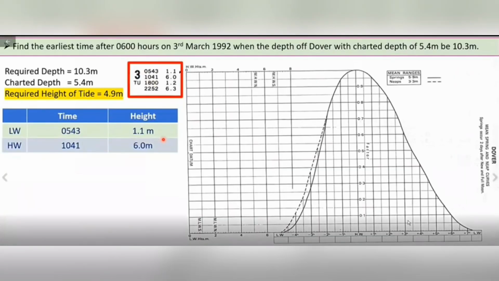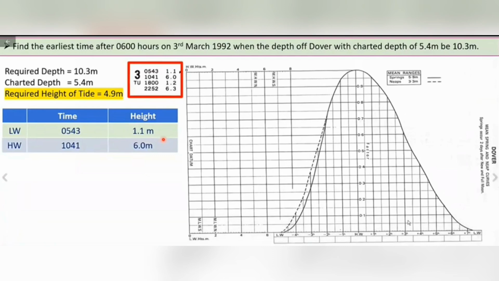Go ahead beta. सर आपने बोला था कि हमेशा हम हाई वाटर के बाद वाला टाइम लेंगे शायद पिछली क्लास में, तो हम ये 1041 और 1800 के बीच में नहीं लेंगे सर? बेटा हाई वाटर के बाद वाला टाइम लेंगे ऐसा नहीं बोला था. मैंने ये बोला था कि टाइम को हमेशा हाई वाटर के रेफरेंस में लिया जाता है. वो हाई वाटर के पहले भी हो सकता है, वो हाई वाटर के बाद भी हो सकता है. लो वाटर के रेफरेंस से टाइम को नहीं लिया जाता.